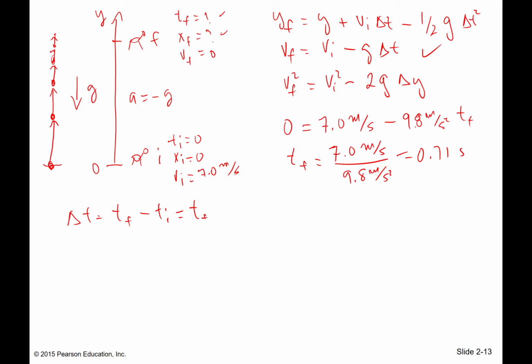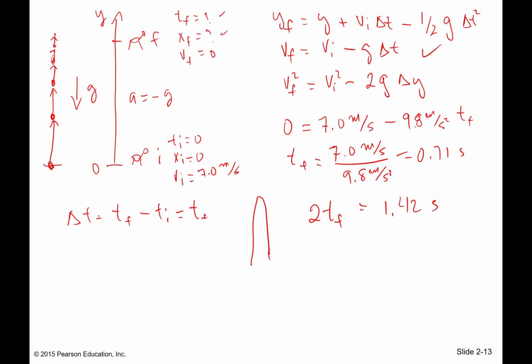It makes sense. These animals jump, but they stay in the air about a second, so that's pretty good. So how long does it stay in the air? It goes up and takes 0.71 seconds, and when it comes down, it's going to take exactly the same amount of time because the motion is symmetric. So the time it takes in the air is 2 times Tf, which is equal to 1.42 seconds.